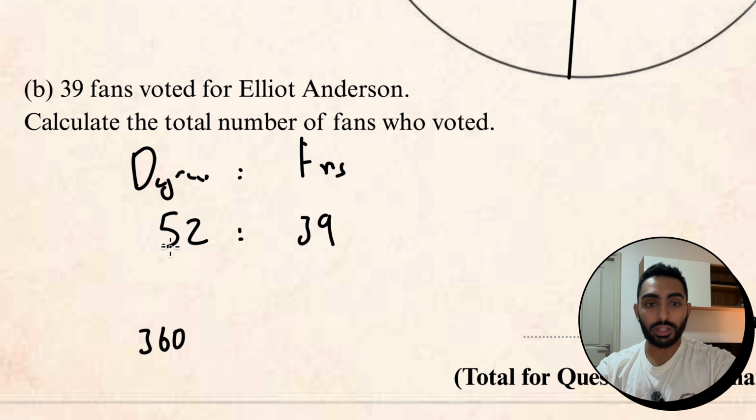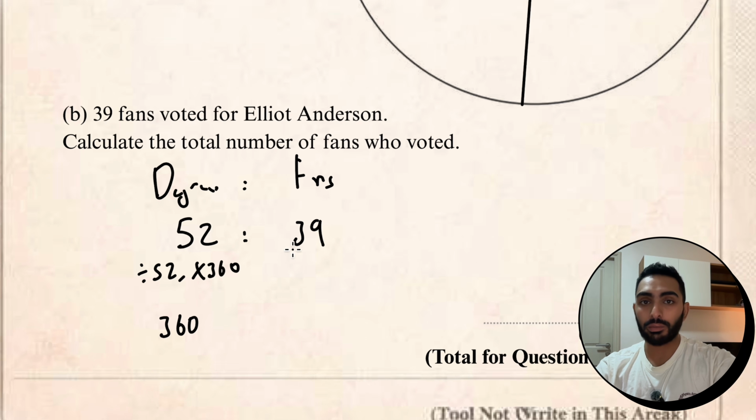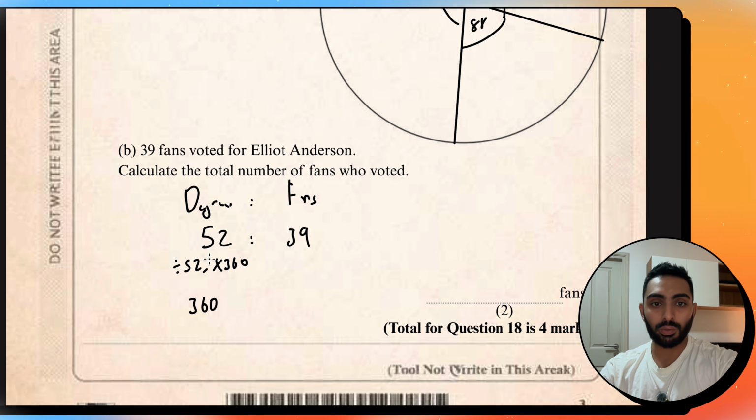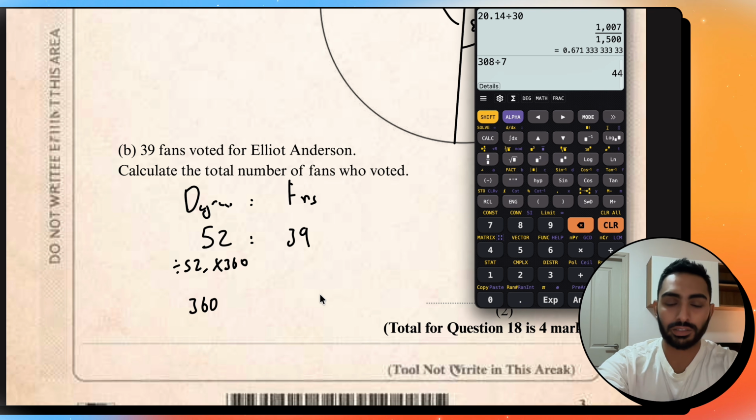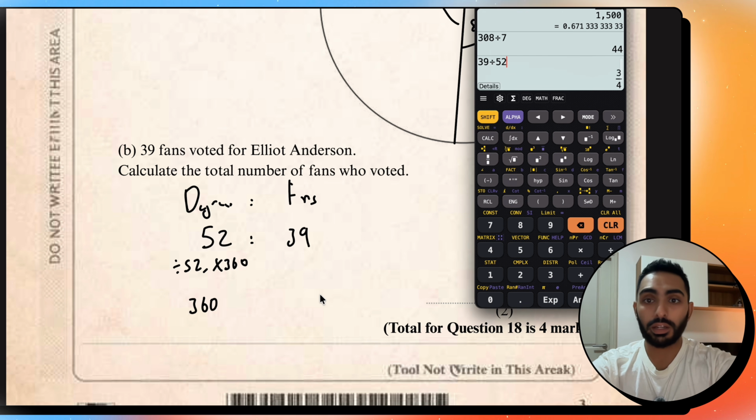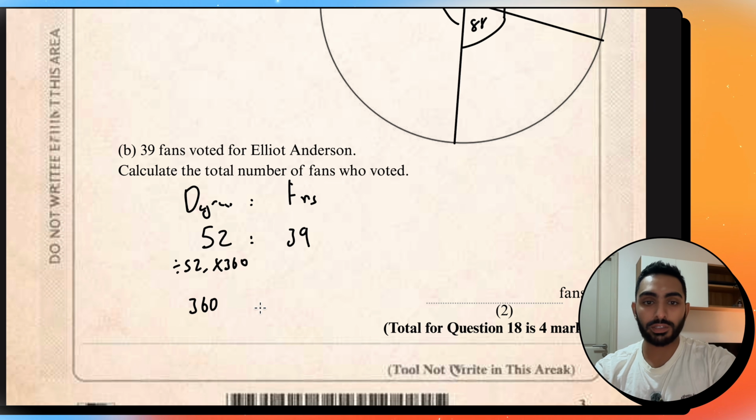Easy way to do this, we try to get it to 1, the unitary method. We divide by 52, and then we times it by 360. And we do the same thing with the other side. That would get it down to 1 degree, and then it would get it to 360. We can just do it in one step. 39 divided by 52, and then times 360, which is 270. So the full circle would be worth 270 fans.